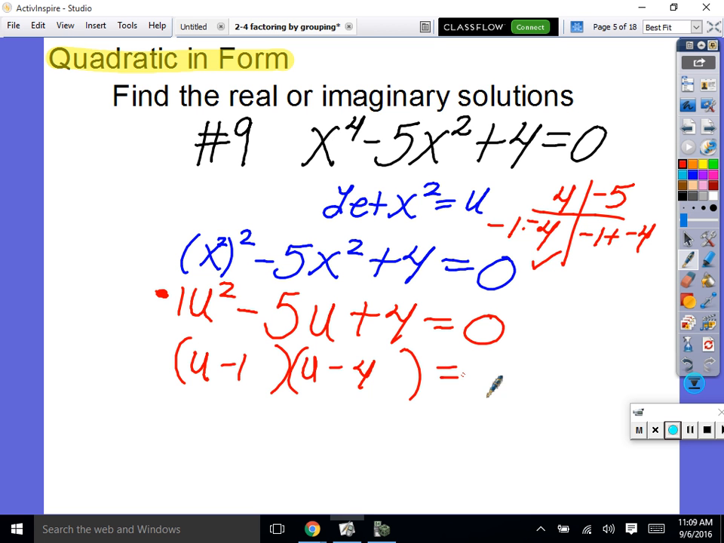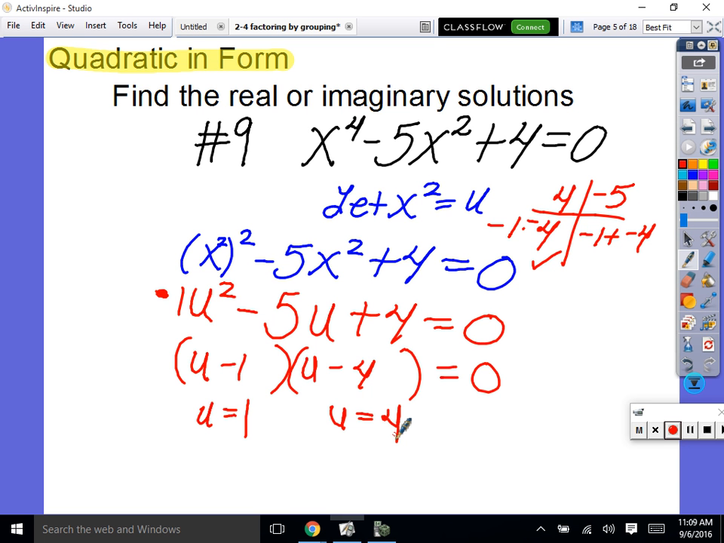The zero product property lets us set each of those equal to 0 and solve. So when we get u minus 1 equals 0, add 1, so u equals 1. Add 4, so we get u is equal to 4. That's u though, that's not our x. Weren't we solving for x?